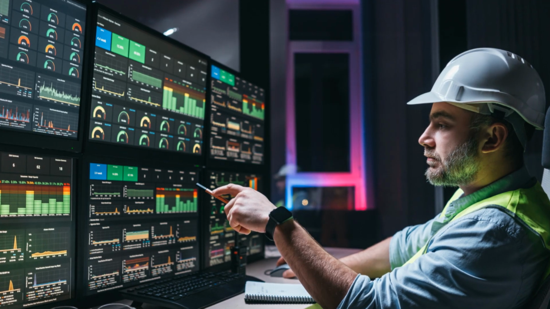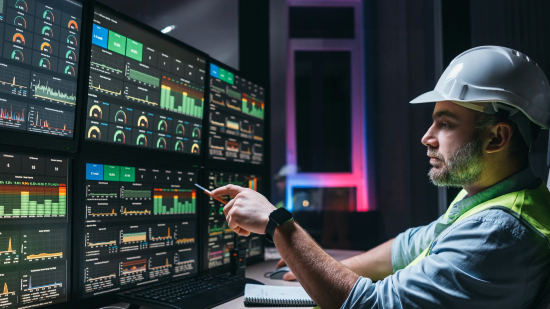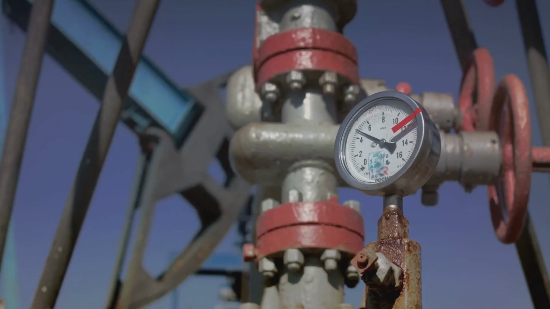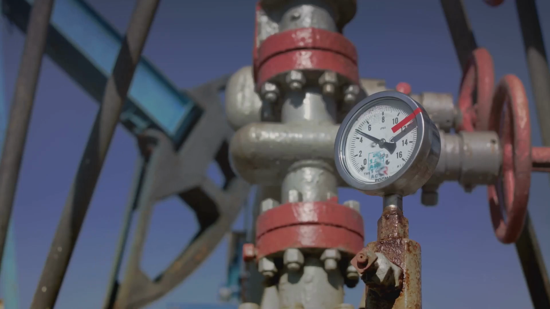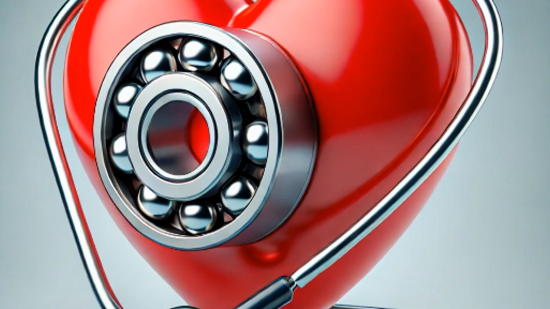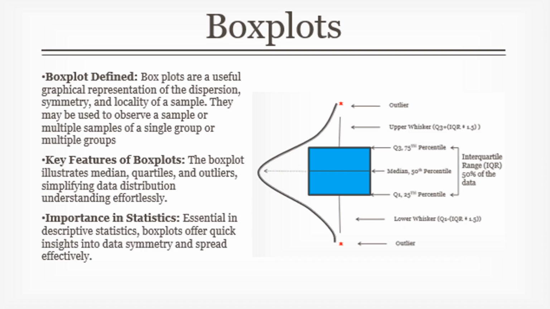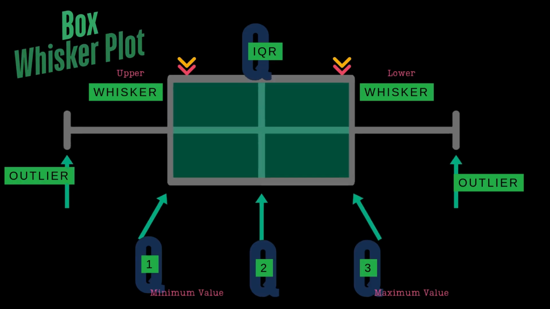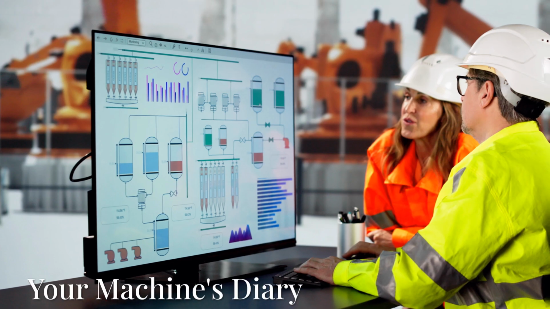So how do we do this magical predictive maintenance? Well, we use all sorts of data like temperature readings, vibration patterns, and even sound recordings. It's like listening to your machine's heartbeat. And one of the coolest tools we use to understand this data is called a box plot.